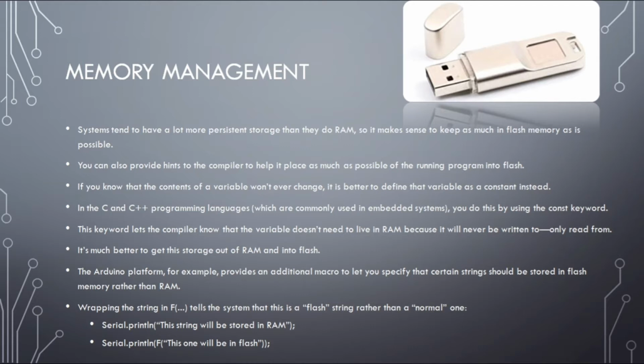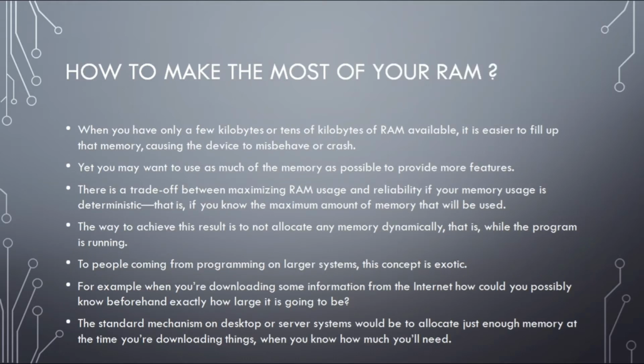You can also write code for a compiler to help it place as much as possible of the running program into flash. If you know that the contents of a variable won't ever change, it is better to define that variable as a constant instead. This can be done by using const as a keyword. This keyword lets the compiler know that the variable doesn't need to live in RAM because it will never change.